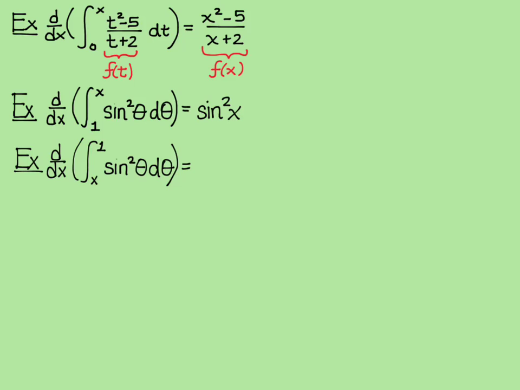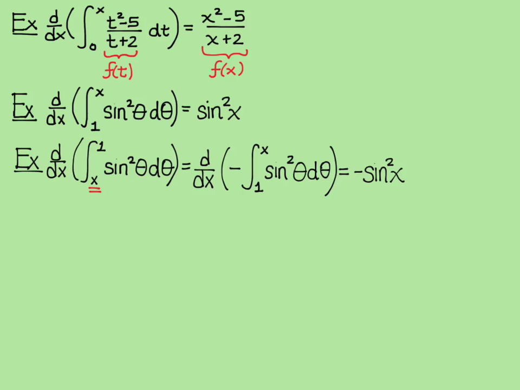d by dx of the integral from x to 1 of sine squared theta d theta. Notice that this is almost like the previous one, except my bounds have switched. We saw in the previous video that if I want to switch the bounds, I have to pull out a negative sign. So I pull out a negative and switch the bounds, and I'm left with negative sine squared x.